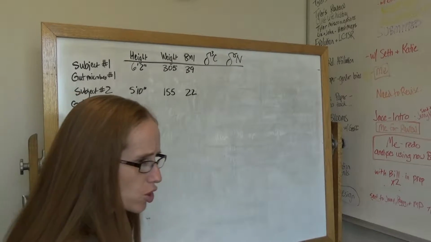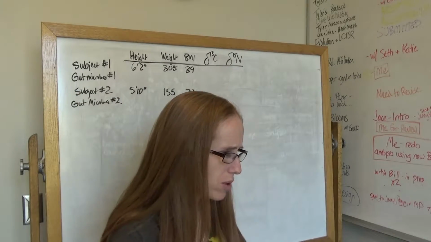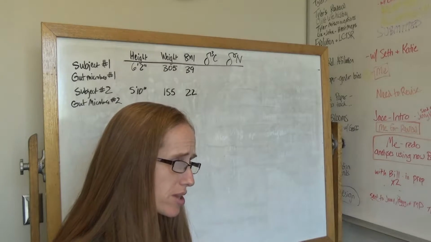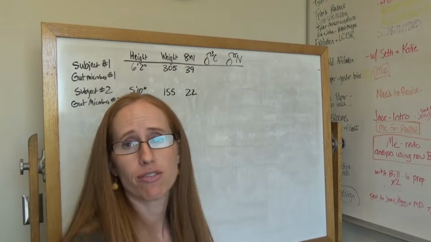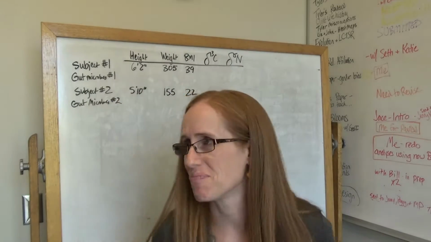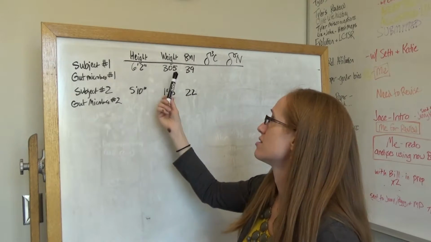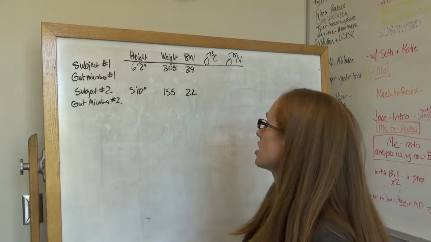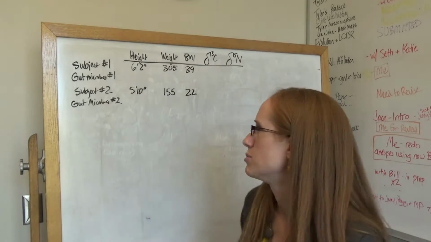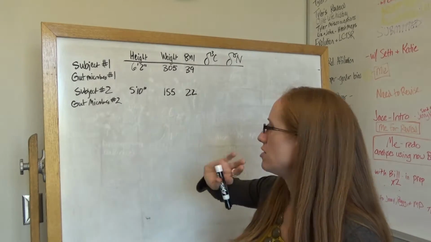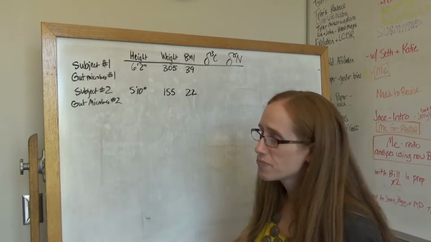Okay, so for part 3, they're looking at this table. It says fill out the table below by predicting the carbon and nitrogen isotopes that they're going to have for the people and then for the gut microbes that are living inside of them. All right, and so it gives you kind of how tall they are. Subject 1 is 6'2", he's 305 pounds, he's got a BMI of 39. Subject 2 is 5'10", 155 pounds, BMI of 22.